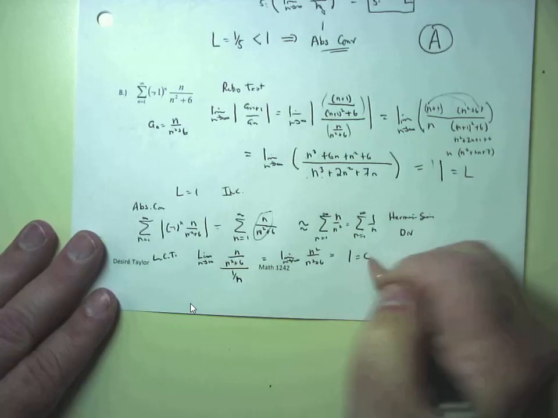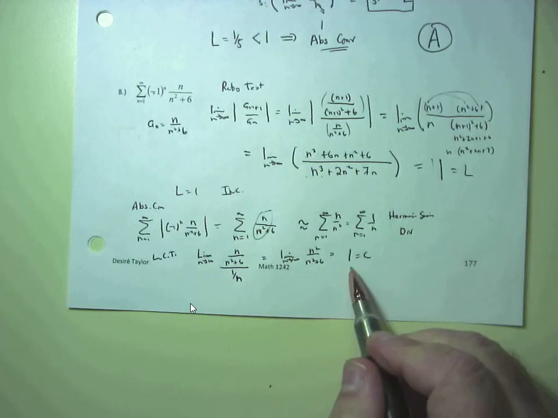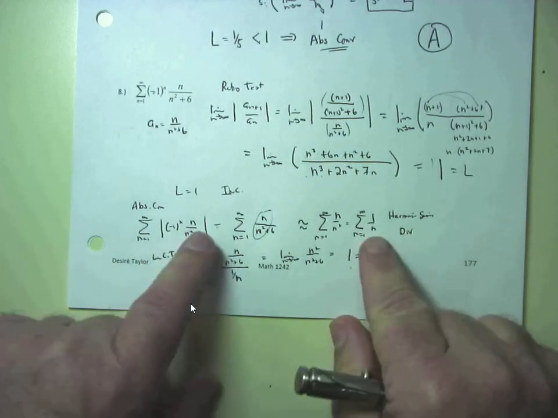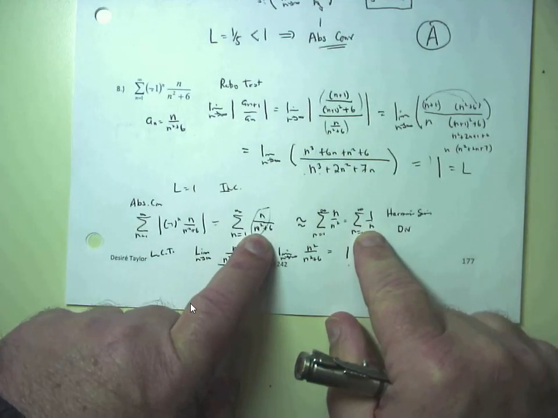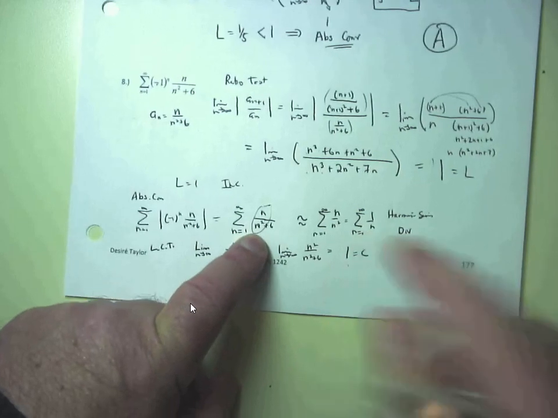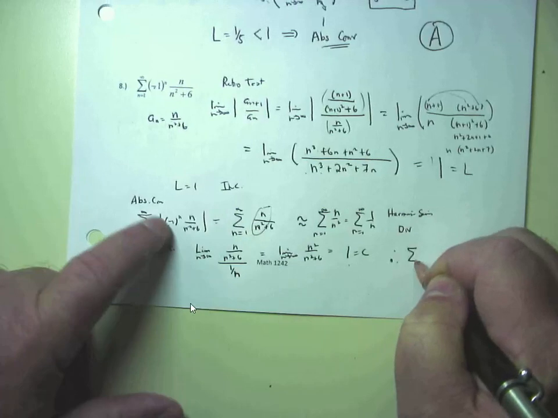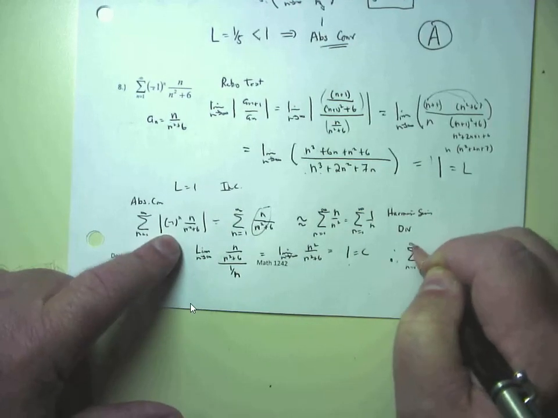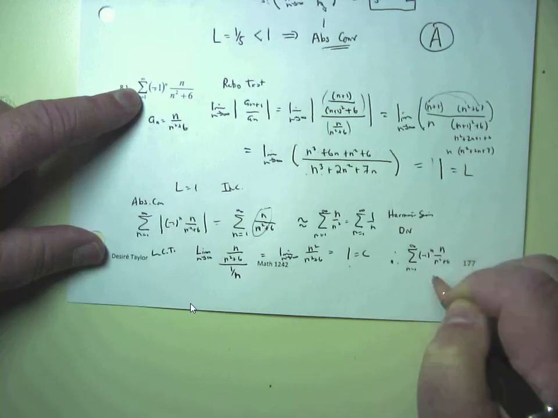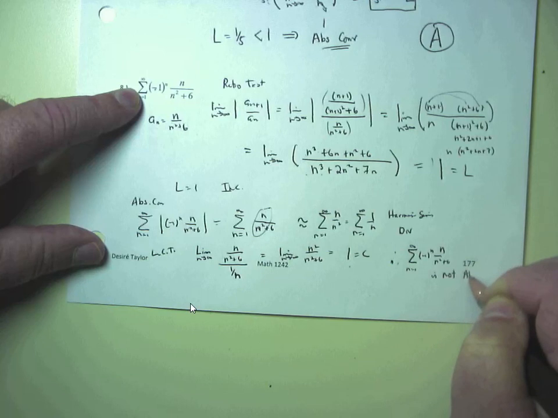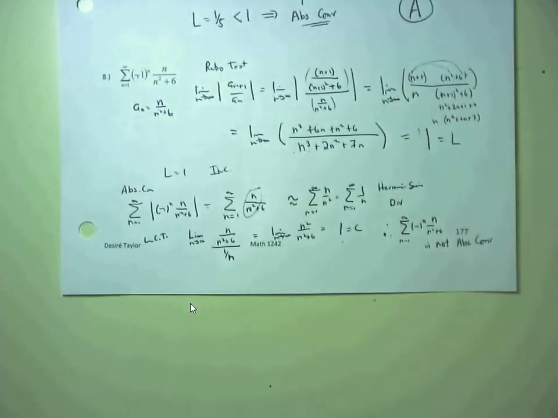But now, this is my C value. And remember, with the limit comparison test, if I get a constant that's not 0 and not infinity, these two series are going to do the same thing. And what did this series do? Diverges. So this guy is going to diverge, which means this series, therefore, is going to diverge. Therefore, the original series, the sum as n goes from 1 to infinity of negative 1 to the n over n squared plus 6, is not absolutely convergent.